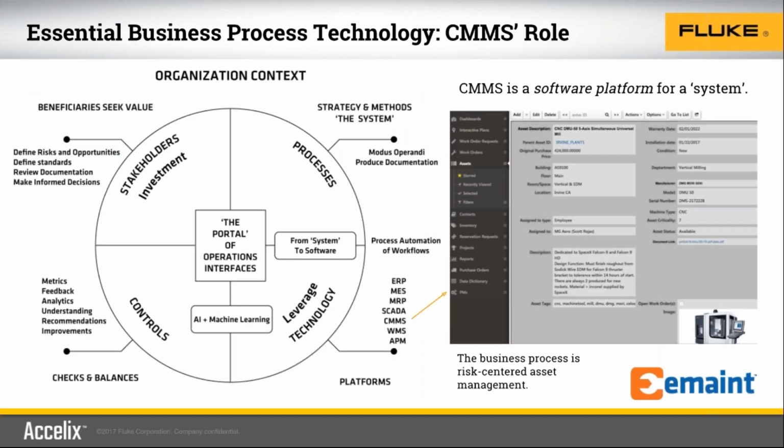One thing I want to point out is the essential business technology, the CMMS's role. Companies have accounting systems. Well, if you are an asset-dependent organization, a CMMS is certainly an essential piece of this. So there are four pillars here of the organization, and where the CMMS fits is down on the bottom right. You have your stakeholders, who are defining the risks and opportunities of the organization, which drives the standards. They may review or create documentation in terms of what the policies are going to be, and make informed decisions based on what happens.